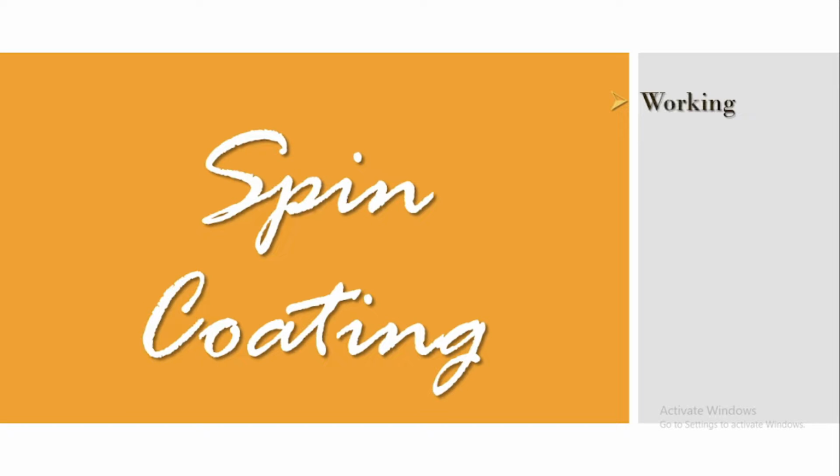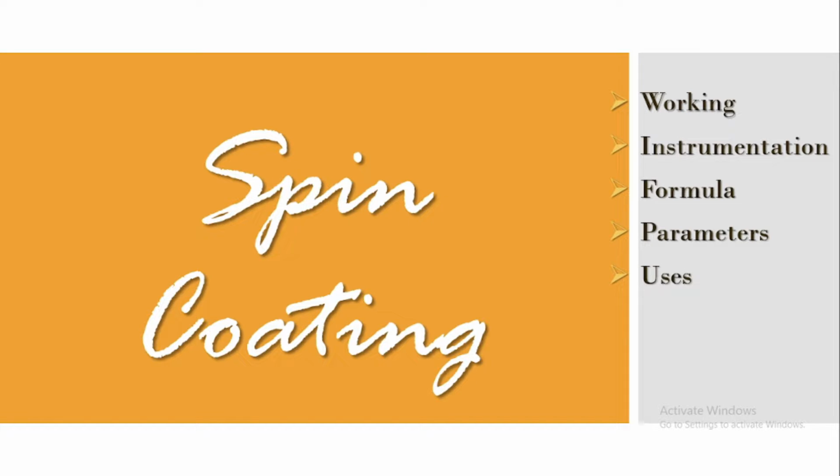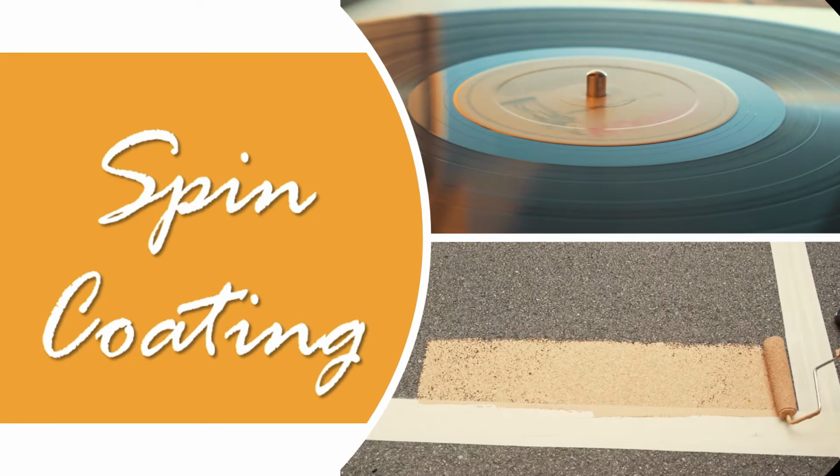Today we are going to see the details of the spin coating technique, where we will study the working principle, the instrumentation, that is the type of instrument which is used and its working, the formula used to calculate the thickness of the thin film, different parameters which decide the quality of the thin film, and the uses, advantages as well as disadvantages. So in detail we will briefly discuss the spin coating method today. Let's learn some details about spin coating.